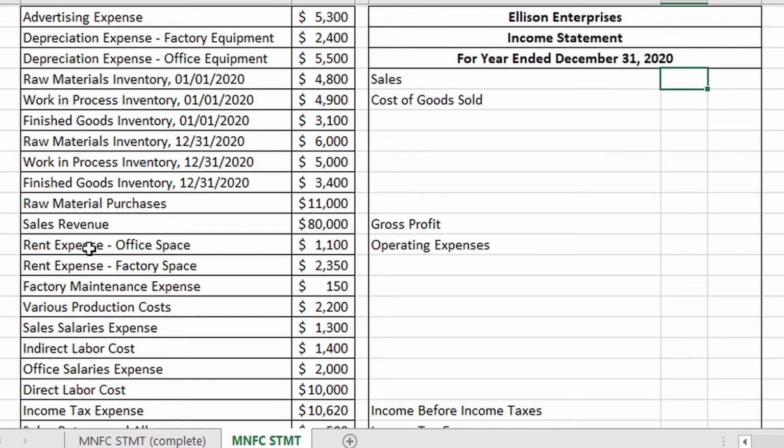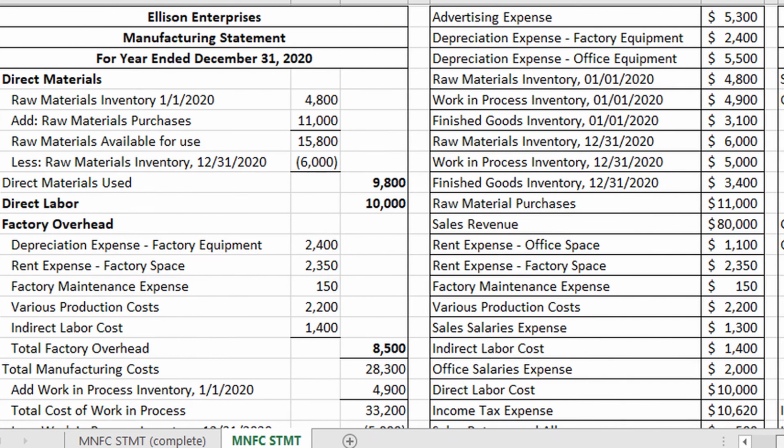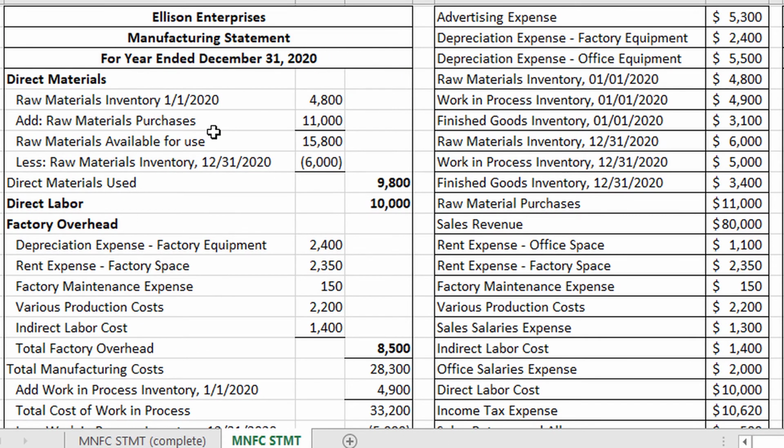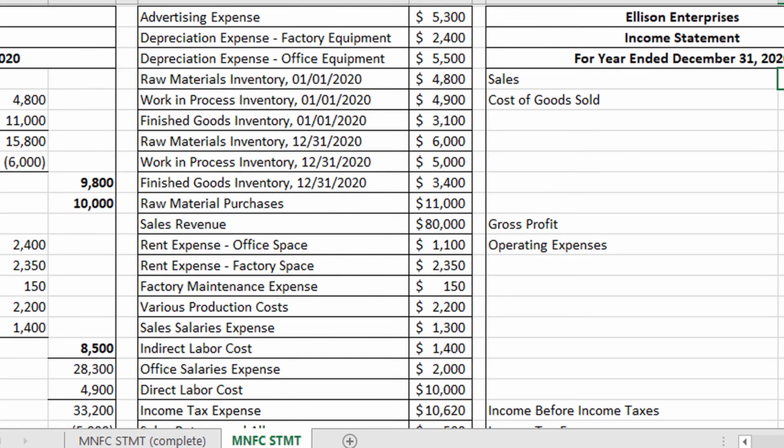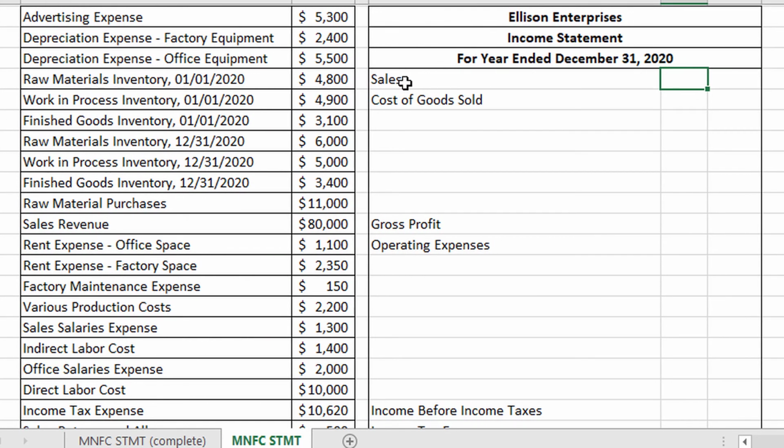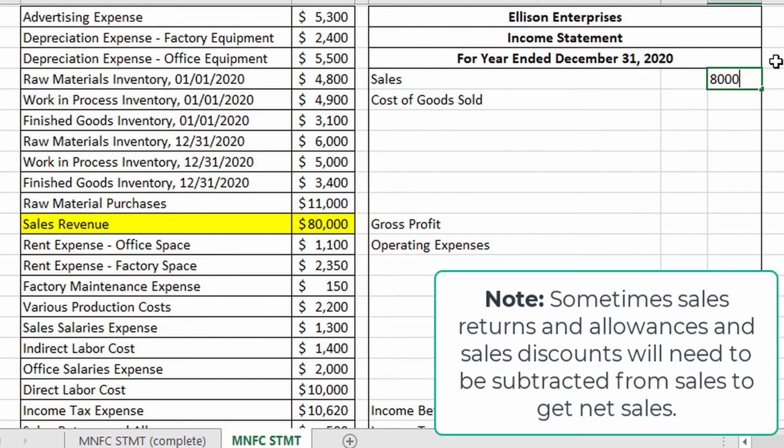Now we have all the information we should need over here on the left to complete this income statement, and a lot of this information was already used over here to create the manufacturing statement, which we did in the previous video. And any of the accounts that we didn't use in the manufacturing statement, we're going to end up using here in the income statement. So the very first thing we need is the sales. And we see right here that the sales revenue is $80,000. So we can copy that down right over here.